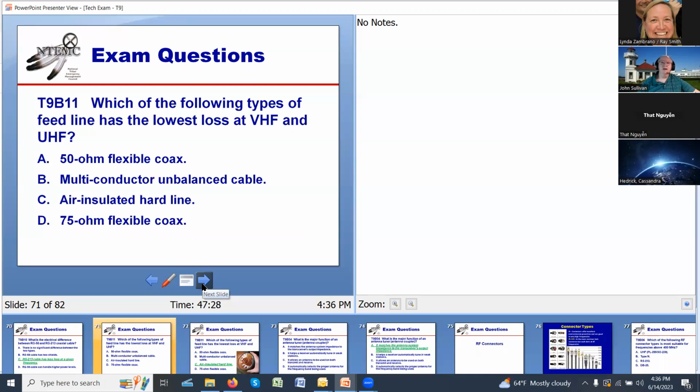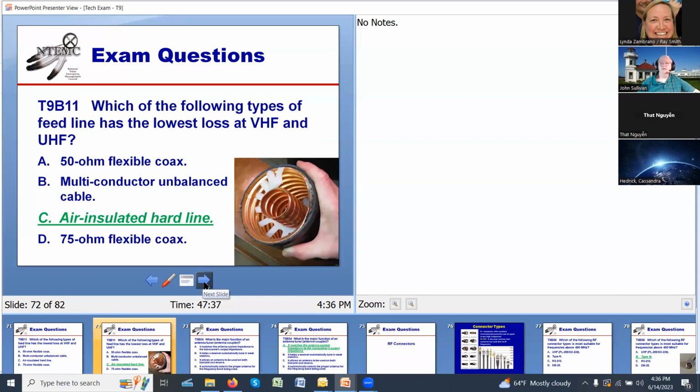Which of the following types of feed line has the lowest loss at VHF, UHF? Okay. Remember I said that the best one was the one that was difficult to work with, the air-insulated hard line.